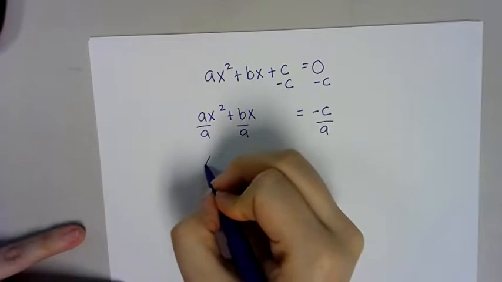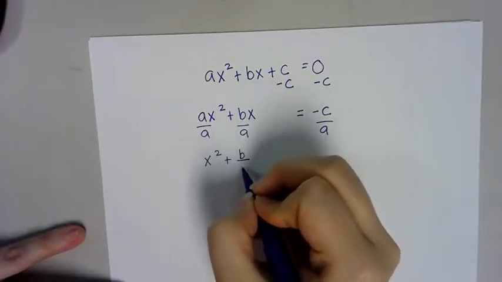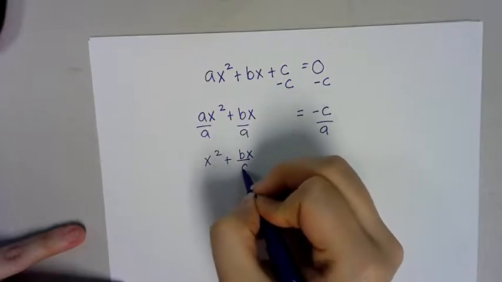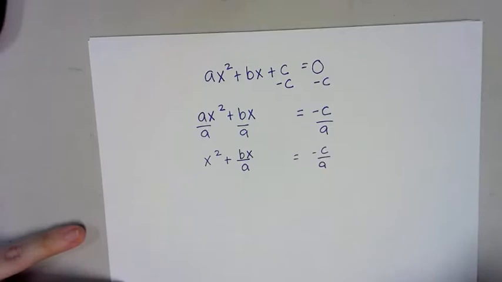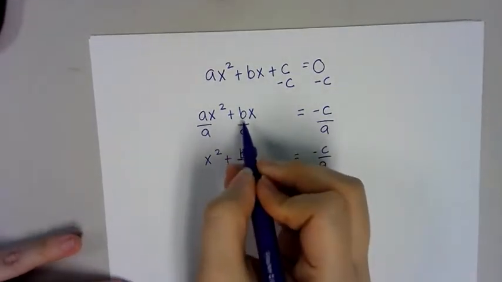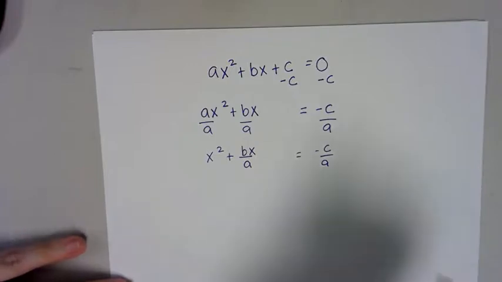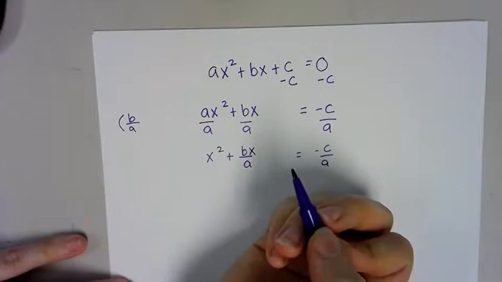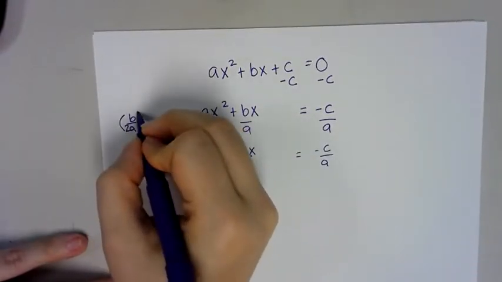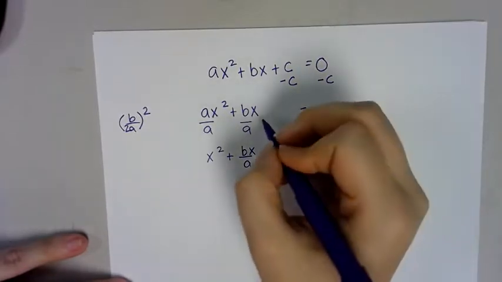So now I'm left with x squared plus bx over a equals negative c over a. Then I have to take my middle term, which in this case is b over a, half it, and square it. So I will take b over a, and when I half it, that puts a 2 in the bottom as well, and then square it. So that gives me b over 2a squared.